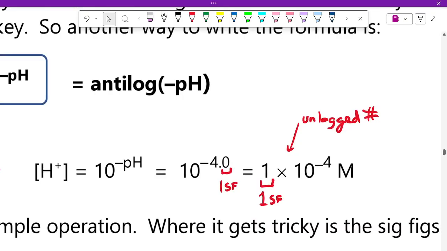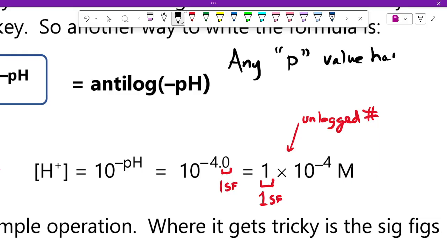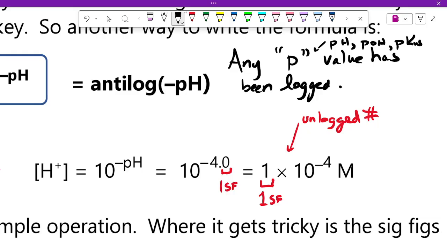Okay, so it's pretty straightforward. You just use a button on your calculator. The only thing that can confuse you is the sig figs. Remember, any p number, any p value has been logged. So any p value, that would be like pH, pOH, pKw. And therefore sig figs are after the decimal.